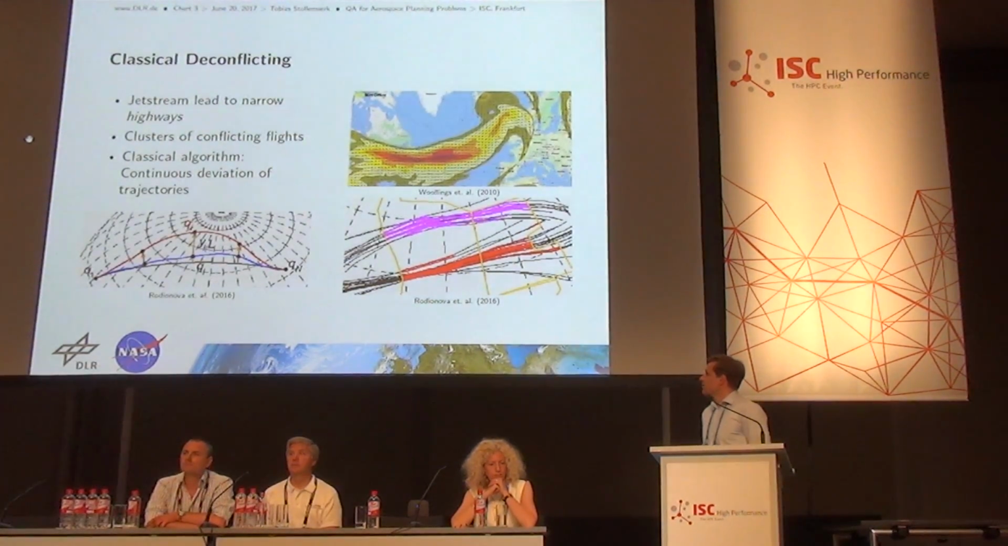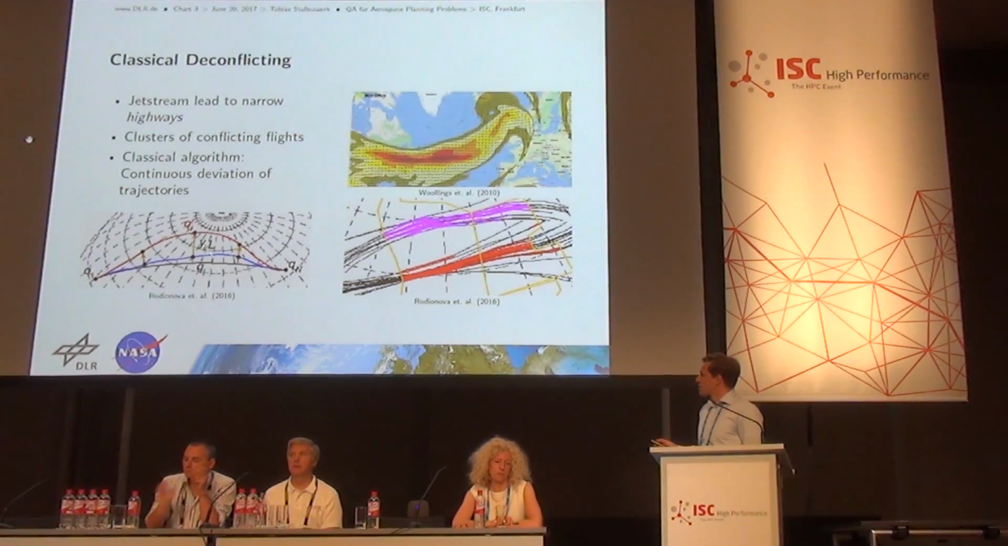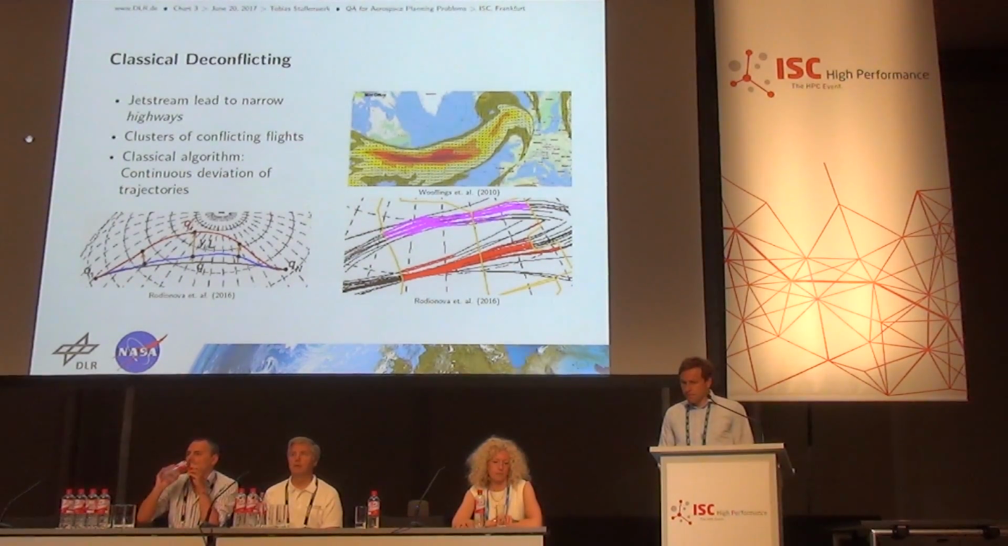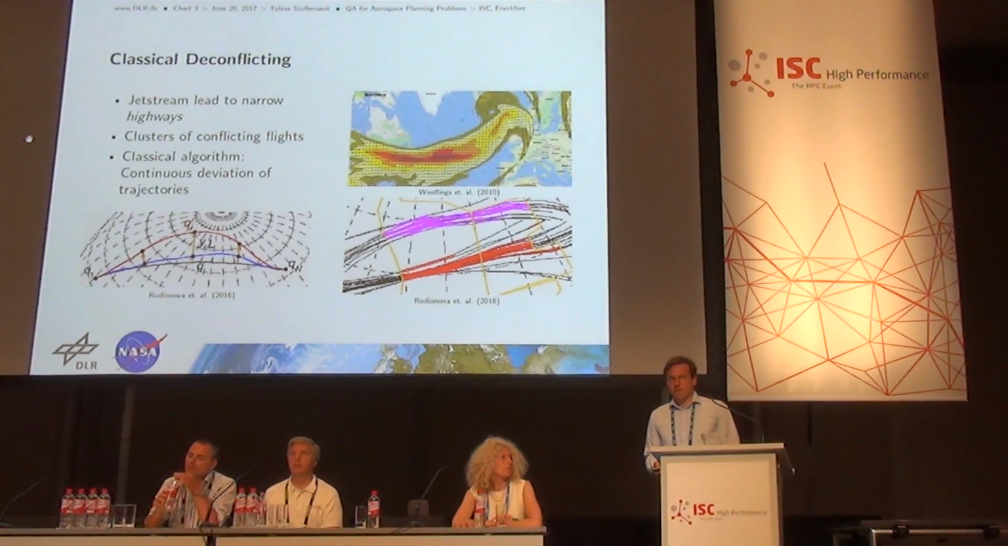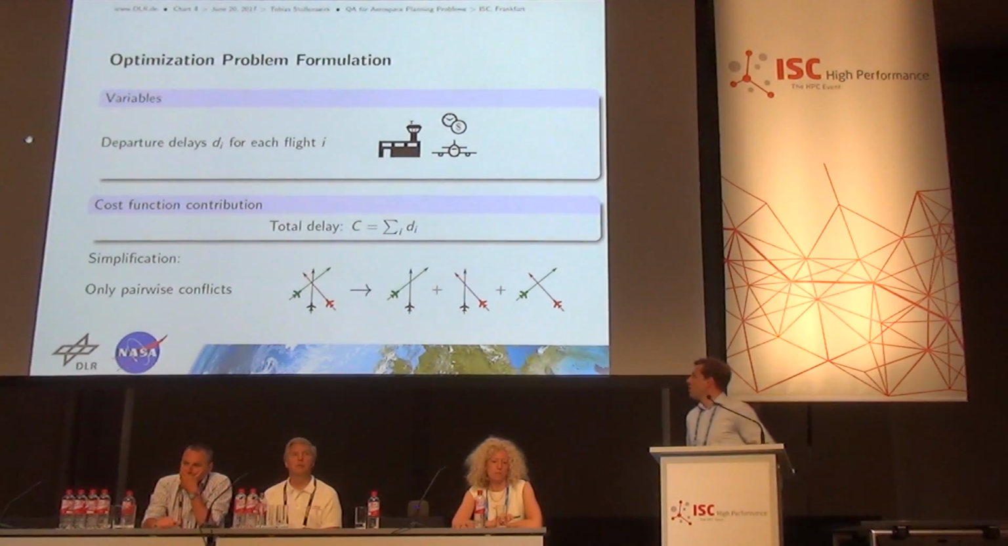Classically, this is done, for example, by deviating the trajectories globally. This is the work we used as a starting point. So this is the classical algorithm. They use simulated annealing to change the trajectories and avoid the conflicts in this way. But we want to map this problem to solve it on a D-Wave machine. As Crystal already told you, this means we want to formulate the problem as a QUBO or an Ising model. I'm going to tell you about that in the next slides.